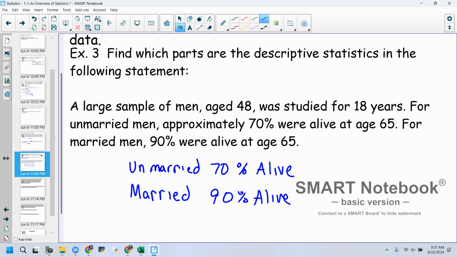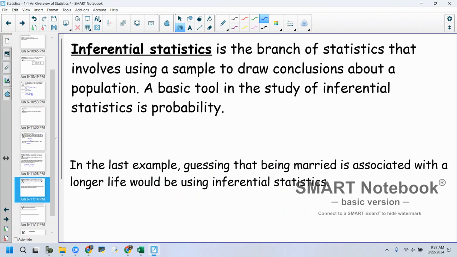When you make those decisions, that's when it turns into what's called inferential statistics. Inferential statistics is the branch of statistics that involves using a sample to draw conclusions about a population. Now, we're not going to get as opinionated about things. We are going to use this thing called hypothesis testing to decide whether something is a valid argument or not. Okay? We're going to use hypothesis testing to say, okay, this is a valid statement or not. So that is more inferential statistics.